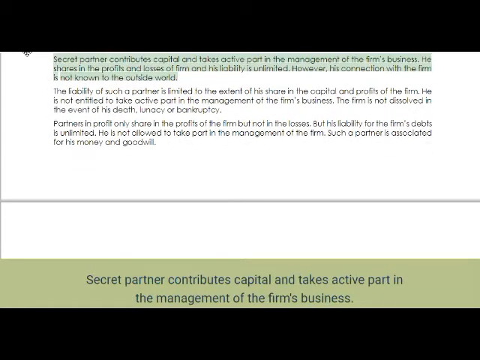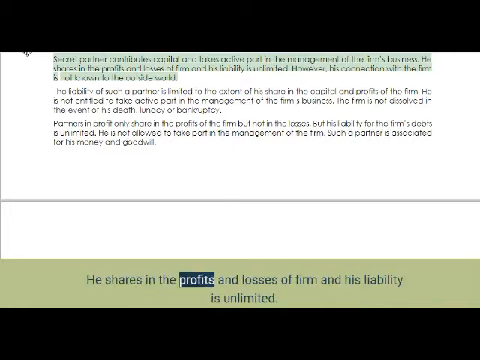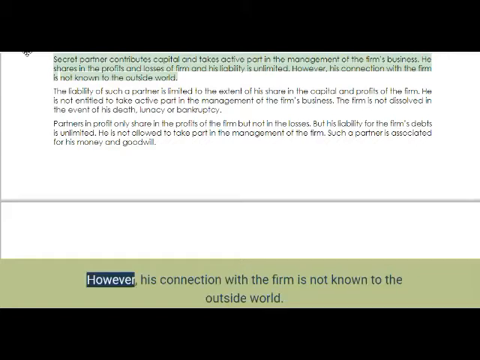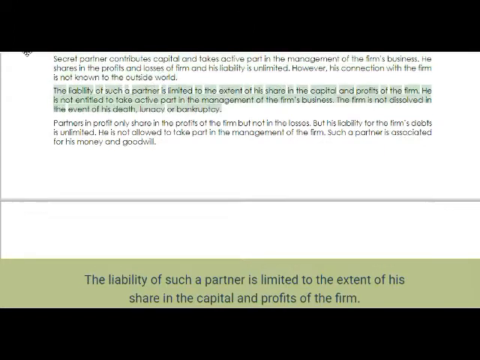A secret partner contributes capital and takes active part in the management of the firm's business. He shares in the profits and losses of the firm and his liability is unlimited. However, his connection with the firm is not known to the outside world.